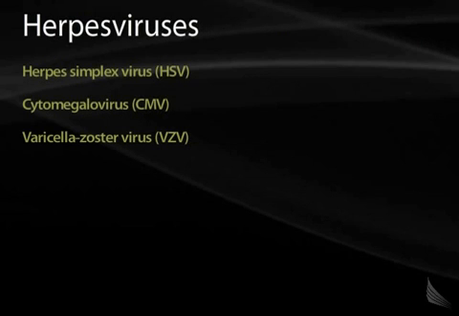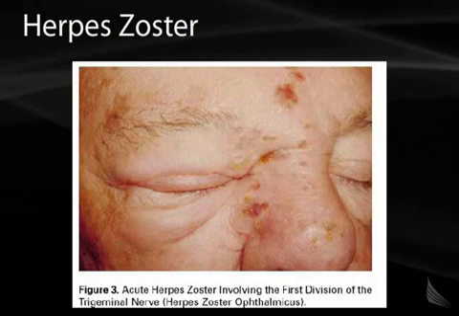Let's talk about the herpes viruses. These are some of the most common viral infections in humans, and the therapy that we have for herpes virus is usually pretty straightforward. Herpes zoster is a common infection, also known as shingles, that involves the varicella zoster virus. Not the herpes simplex virus, but this is actually the chickenpox virus. It's reactivated in a dermatome, and this patient has developed herpes zoster in the distribution of the ophthalmic branch of the trigeminal nerve.